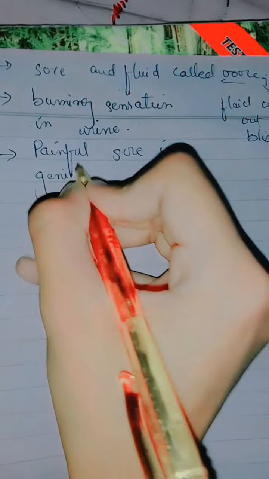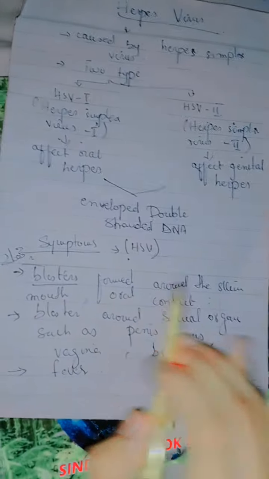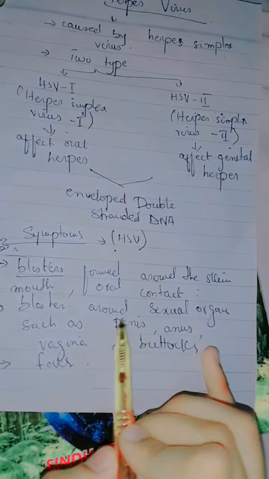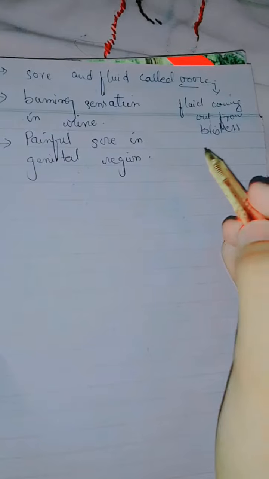Another symptom is that there will be a burning sensation in urine. And another symptom can be a painful sore in the genital region. These are all the symptoms of HSV virus: blisters can form around the skin, mouth and oral contact, and around the sexual organs, and fever can occur. The sore and fluid called ooze means the fluid coming out from the blisters. There will be a burning sensation in the urine, and a painful sore in the genital region.